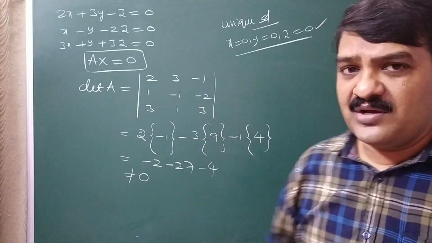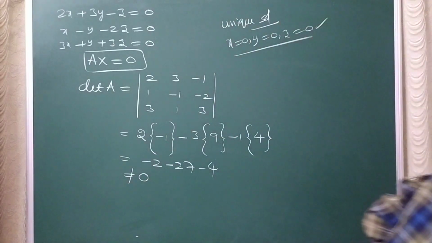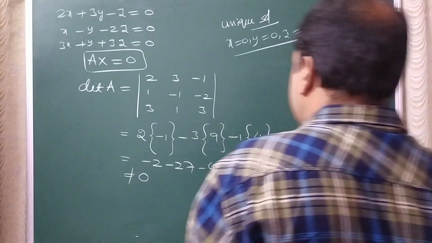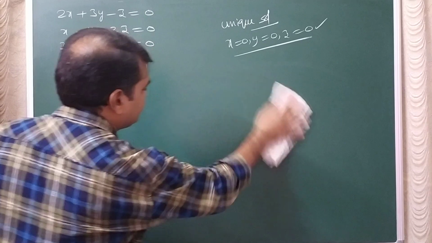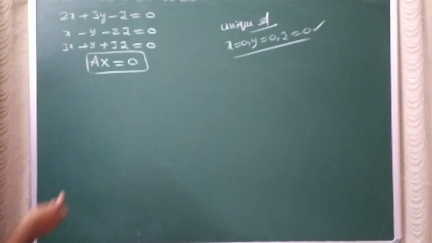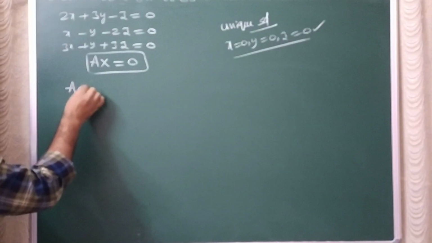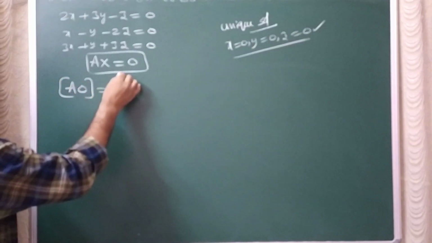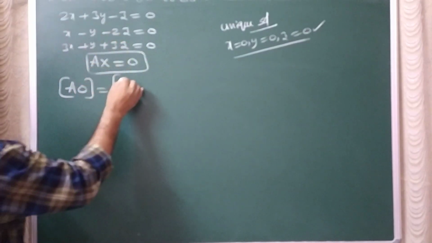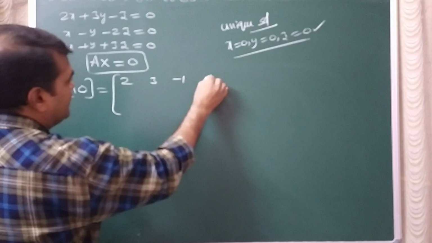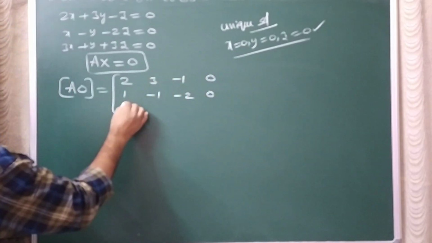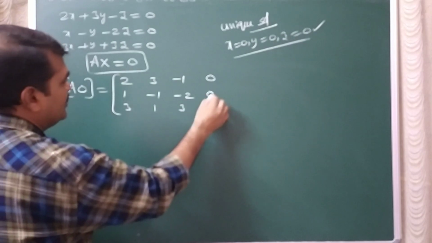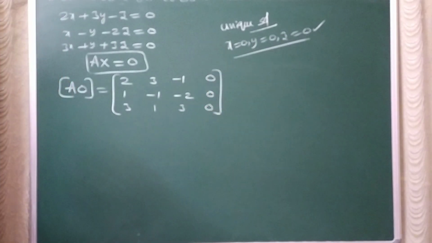Without det A also we can solve by taking the augmented matrix. Even that we will discuss. For example, I will take the augmented matrix directly. So the augmented matrix from first row, you will get 2, 3, minus 1, 0. 1, minus 1, minus 2, 0. 3, 1, 3, 0. So this is the augmented matrix.